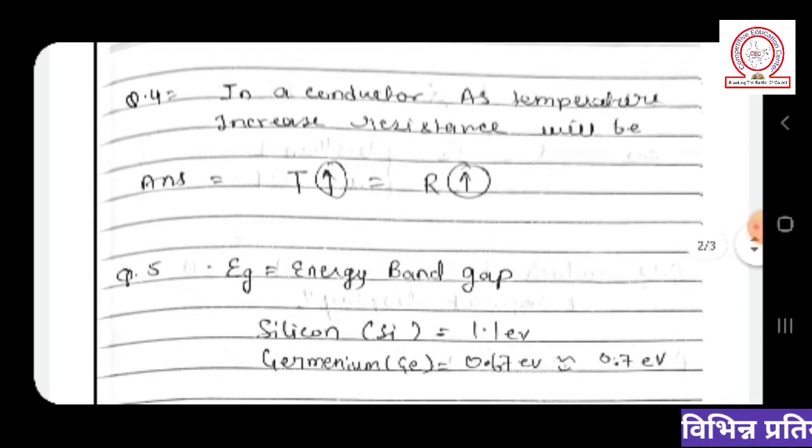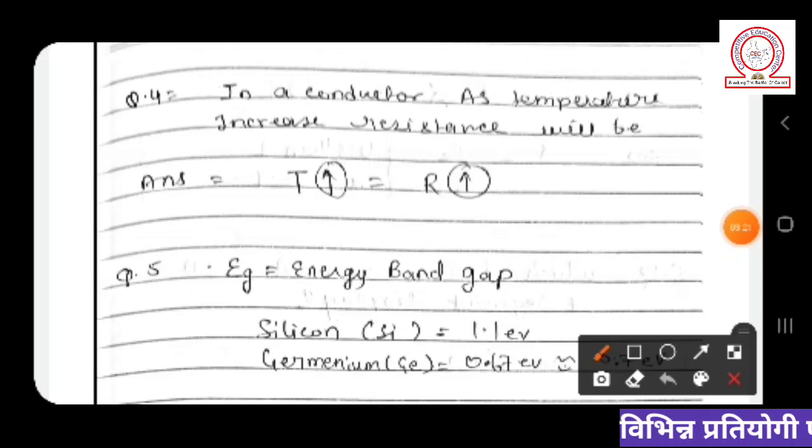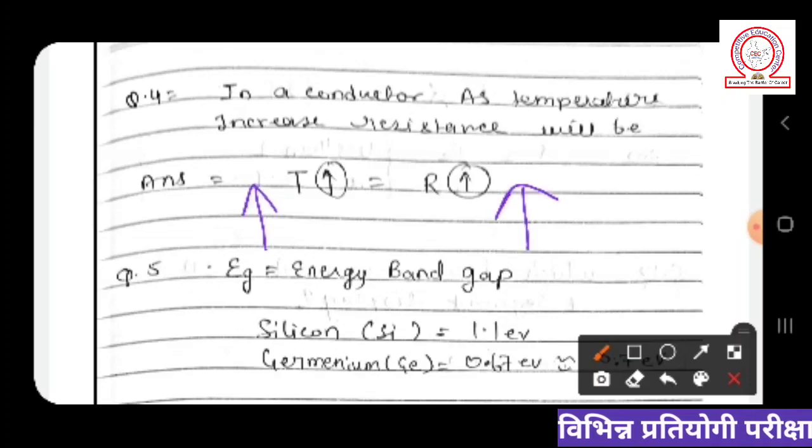Then question number 4: in a conductor, as temperature increases, resistance will be? As we all know, resistance is directly proportional to temperature. When temperature increases, resistance also increases. So the correct answer is that as temperature increases, resistance will also increase.